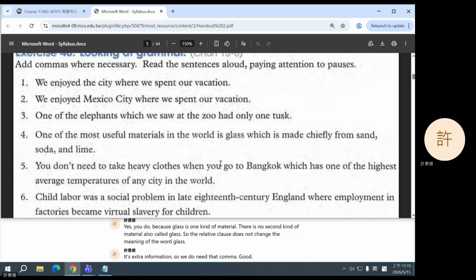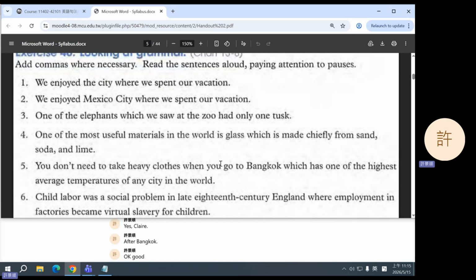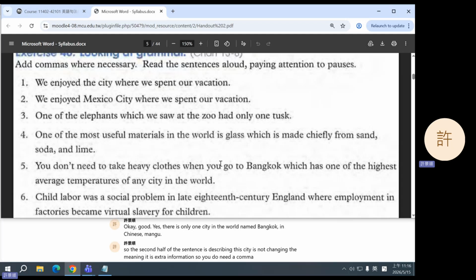Wangshan, number 5, please. Do you need commas? Yes. Where? After Bangkok. Okay, good. Yes. There is only one city in the world named Bangkok, in Chinese, Mangu. So the second half of the sentence is describing this city. It's not changing the meaning. It is extra information. So you do need a comma after Bangkok.